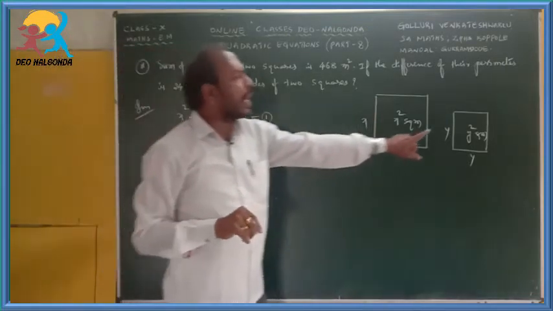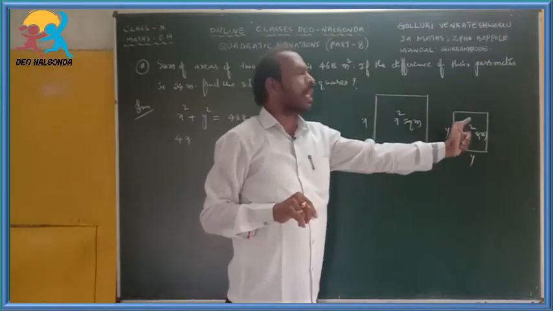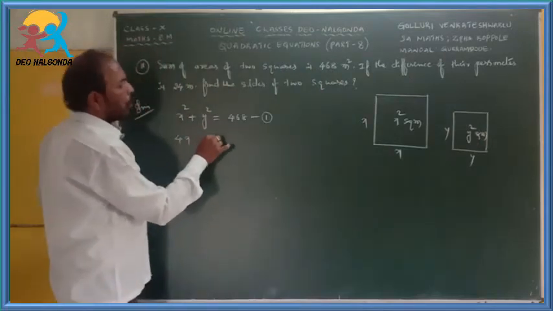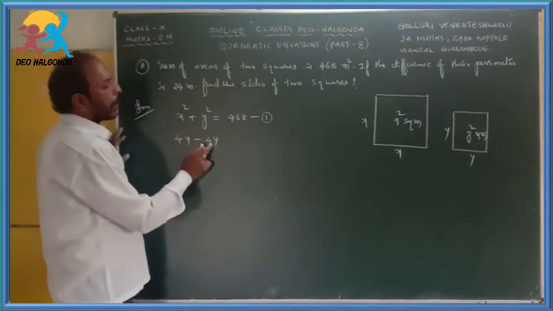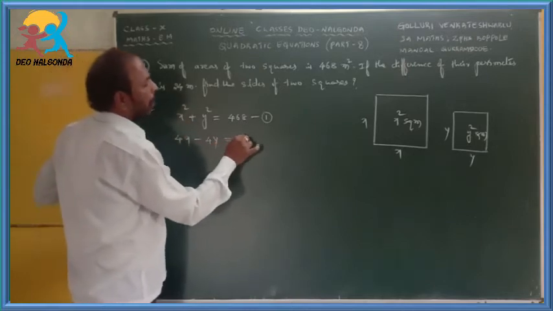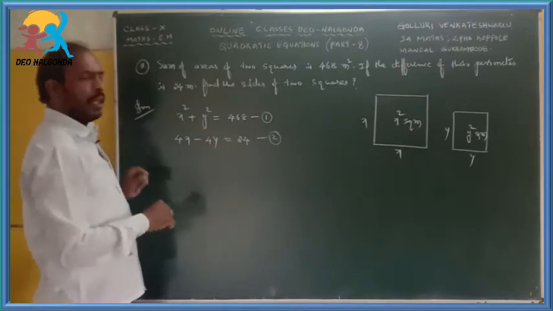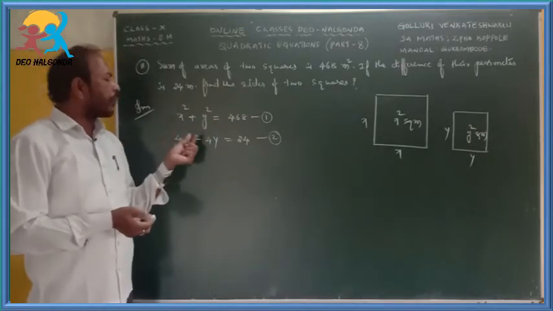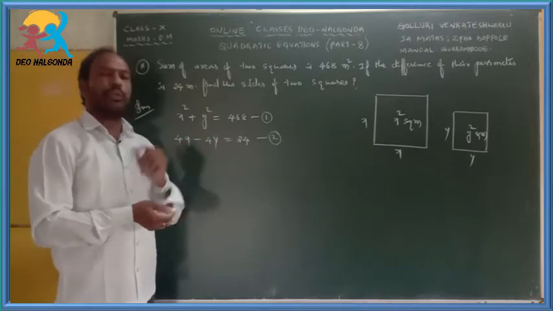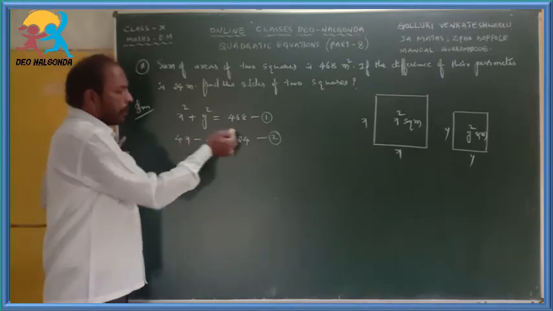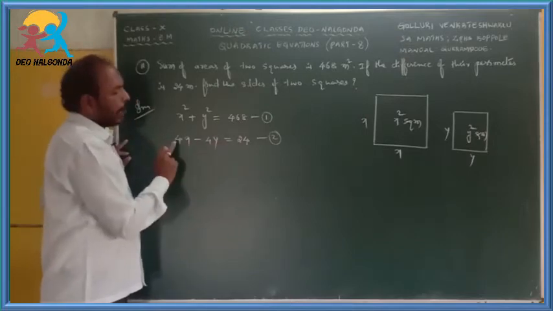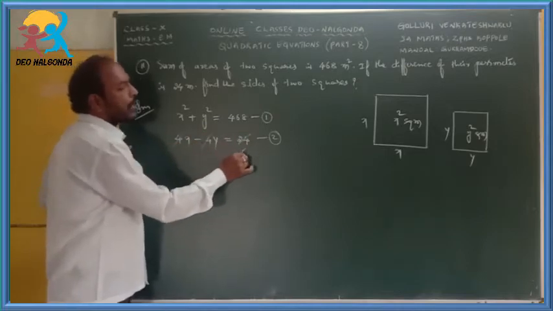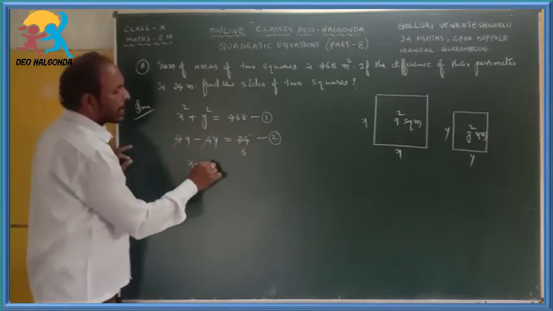And next, the difference between perimeters is given. So what about the perimeter of this square? 4 into y. Difference between their perimeters is given as 24. Here we obtained the second condition. Sum of their areas is 468, and difference between their perimeters is 24. In the second equation, all these are multiples of 4. That's why dividing by 4 on both sides, 4 ones are 4, 6 fours are 24. So here x minus y is equal to 6.